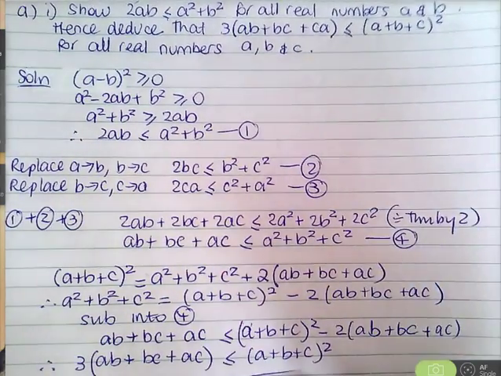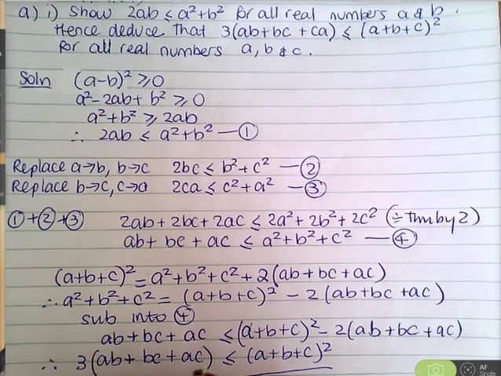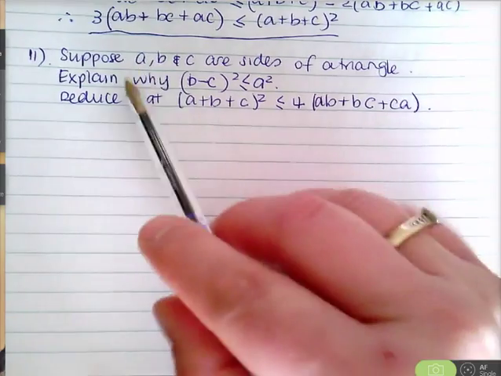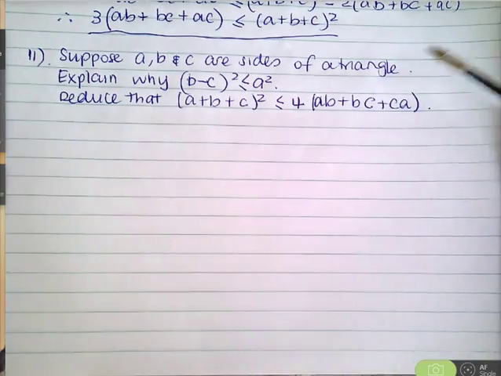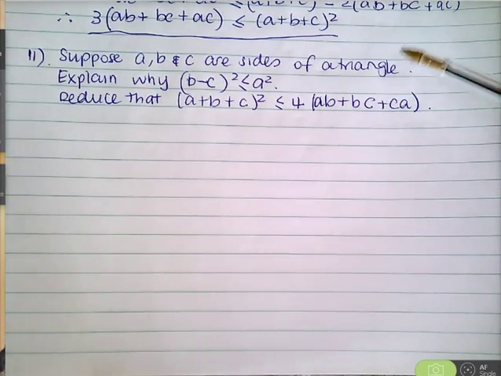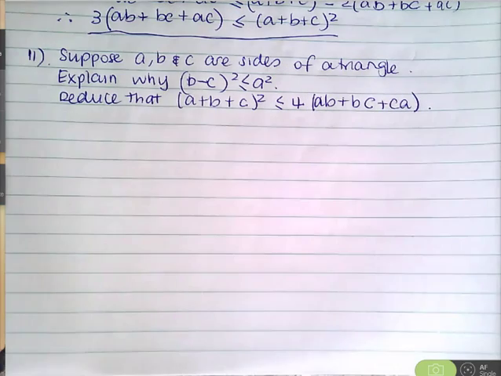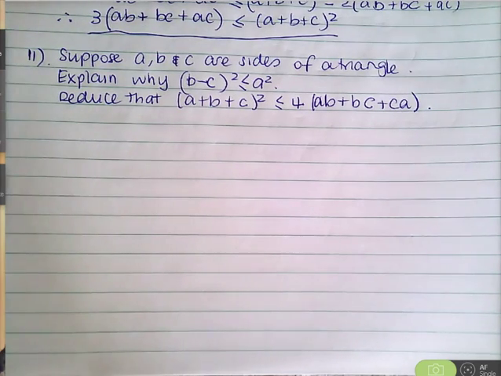That's that result. Now, in part 2 of the question, I'll just write that out. Part 2 of the question: suppose A, B, and C are sides of a triangle. Now, if A, B, and C are sides of a triangle, then they're all positive. We also know that when you add 2 sides of a triangle, they're always larger than the third side of the triangle. Otherwise, the triangle would not be able to close. So when they tell you that they're the sides of the triangles, these are the things that you need to speak about.